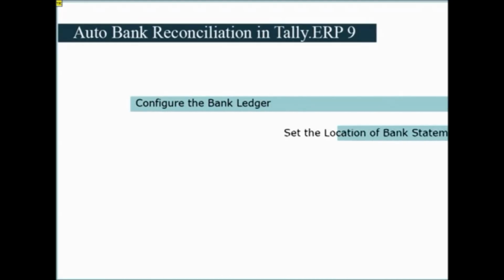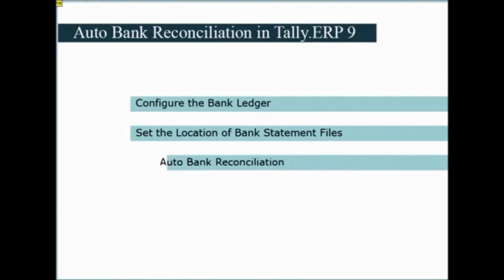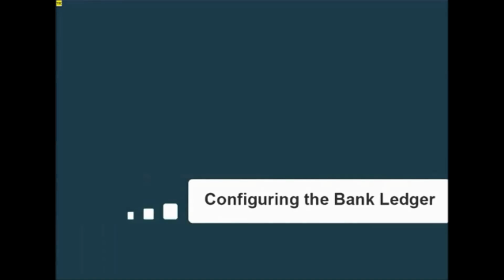Auto bank reconciliation in Tally.ERP 9 is a three-step process: configure the bank ledger, set the location of bank statement files, and auto bank reconciliation. To use the auto bank reconciliation feature, first you have to configure the bank ledger.